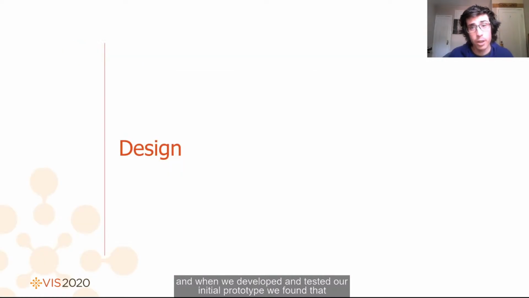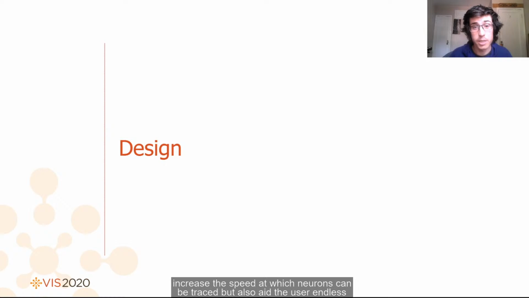And when we developed and tested our initial prototype, we found that users spent a significant amount of time navigating the data and making decisions about where to trace neurons. So we designed our tool to not only increase the speed at which neurons can be traced, but also aid the user in this decision making. In the next slides, I'll go over some of the features we developed to accomplish these two goals.